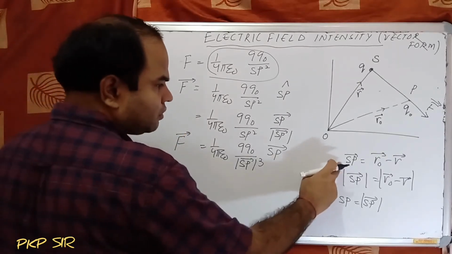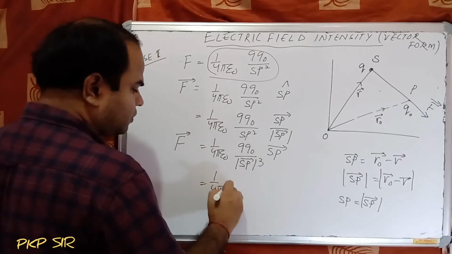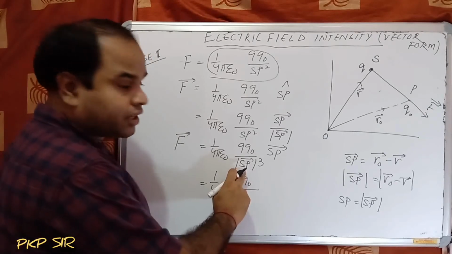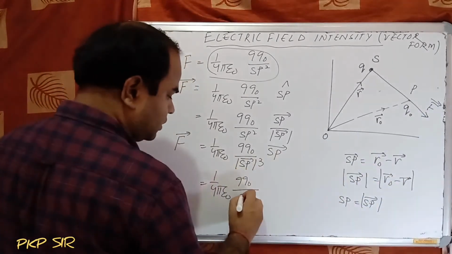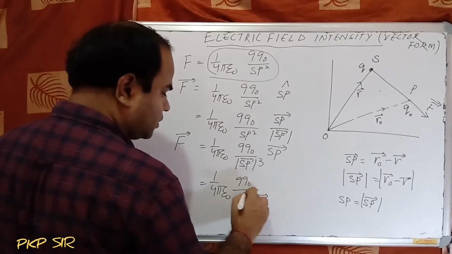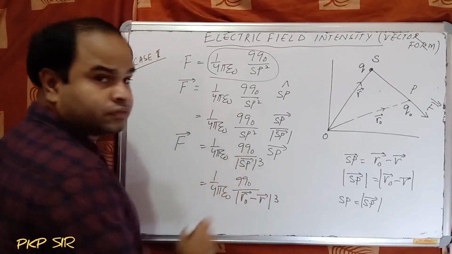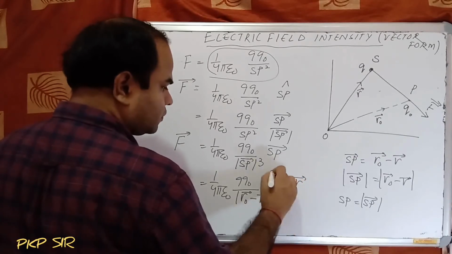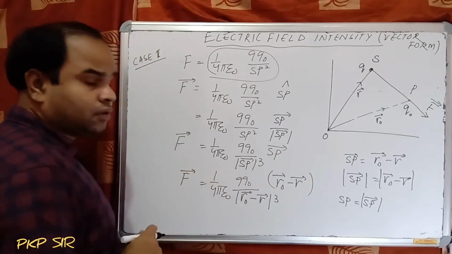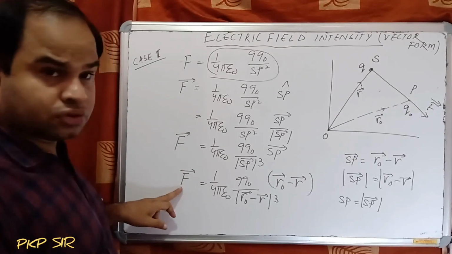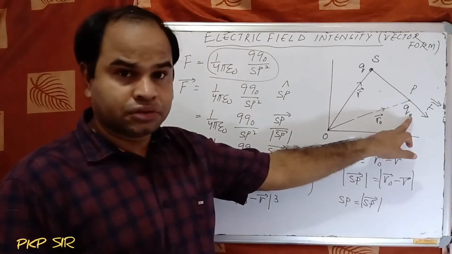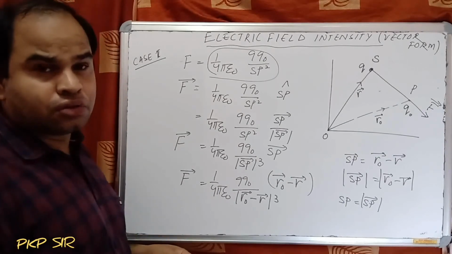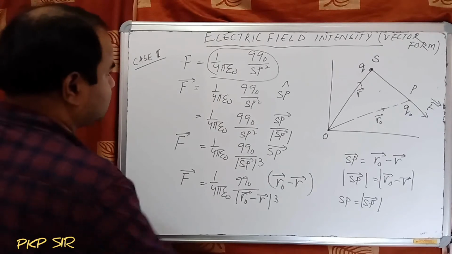तो SP रो वैल्यू पके दो, so that is 1 by 4 pi epsilon naught, this is q naught divided by magnitude of SP vector cube, that is r naught minus r, and SP vector is equal to, that is r naught minus r. So this is the value of F, or this is the value of force experienced by the test charge, ठीक है, at point P. So again electric field at point P is equal to the force experienced by the test charge.